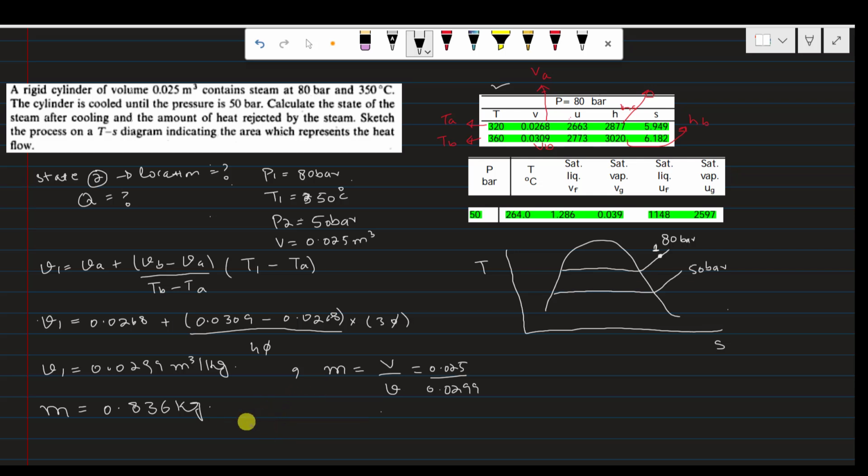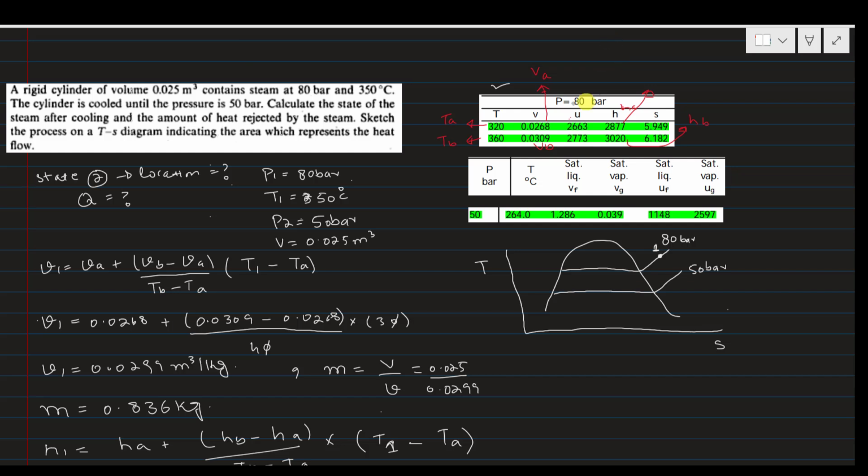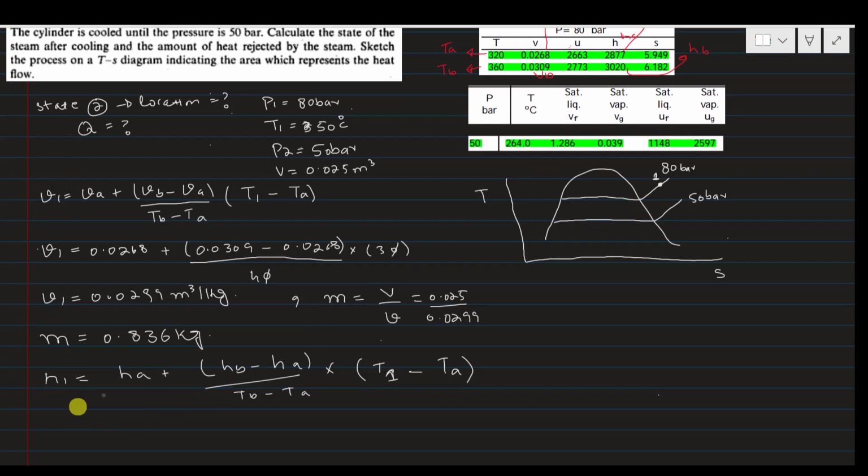Now similarly we will calculate the enthalpy value by using the same interpolation formula. So H1 will be equal to HA plus (HB minus HA) divided by (TB minus TA), multiplied by (T1, at which you are finding the enthalpy, minus TA). All the enthalpy values, HA and HB, can be seen from the superheated steam tables, and just put the values in this interpolation formula. You will get the approximate enthalpy value.